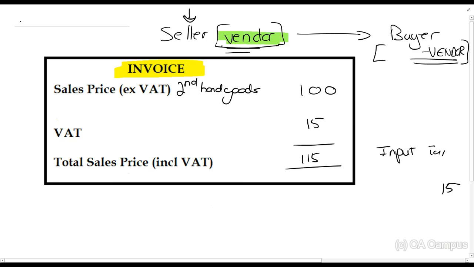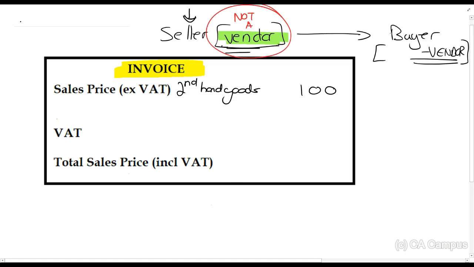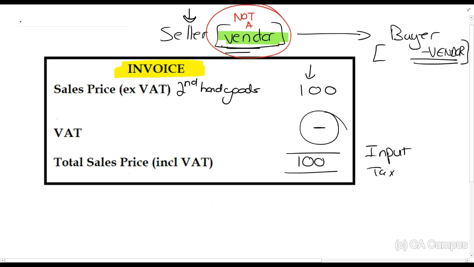But what would happen in this situation? The seller is now not a vendor. So the seller charges you 100 rands, there's VAT of nothing, so 100. What is the input tax that you can claim? What does the invoice say? Nothing. So that means usually you can't claim anything.